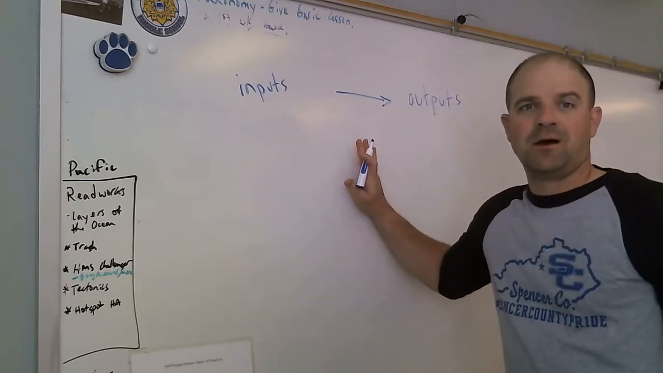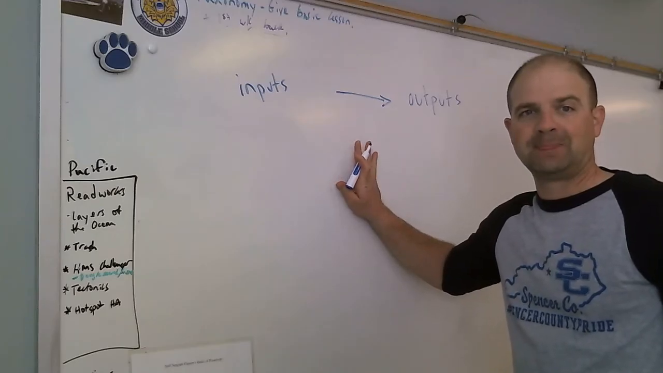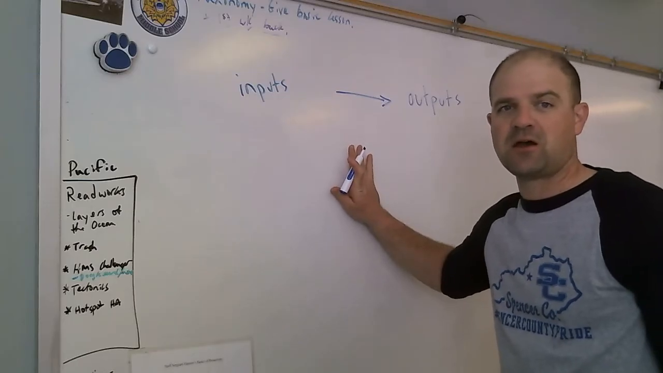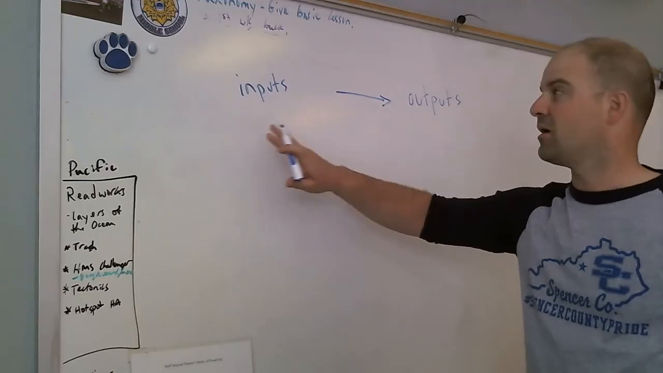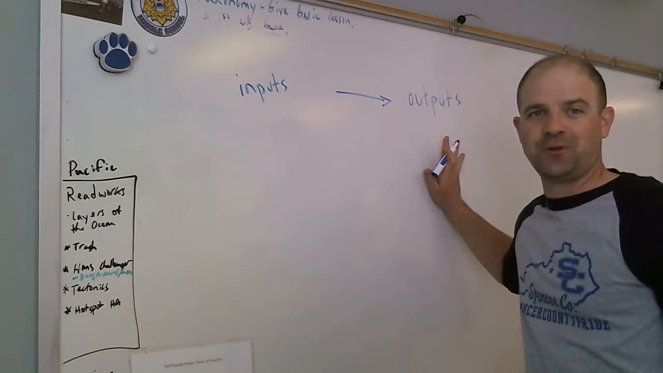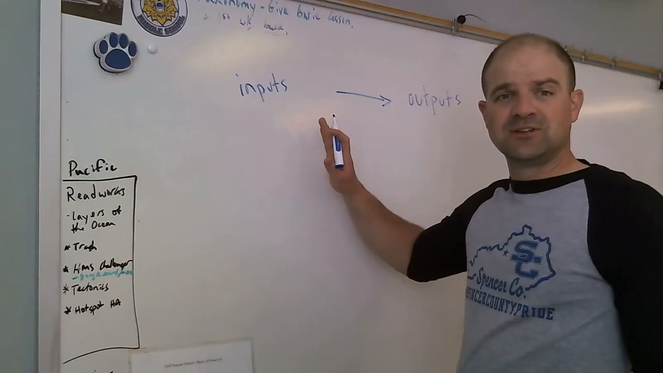Whenever I ask these questions, what you can do is pause the video and see if you can think of them. So what I want you to do right now is pause the video and think of what are the inputs of photosynthesis and what are the outputs. And then don't play it again until you're ready. Okay, so here we go. Inputs, let's see if you got them right.